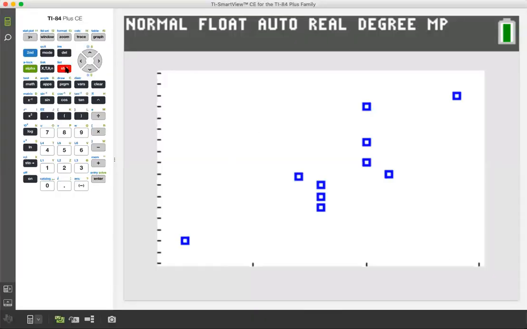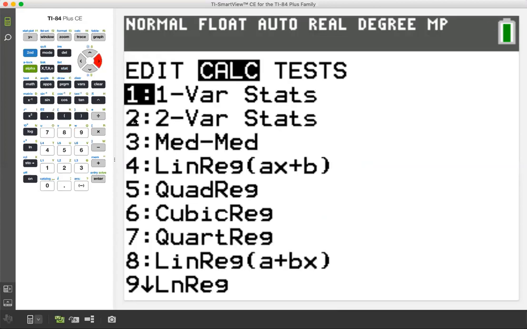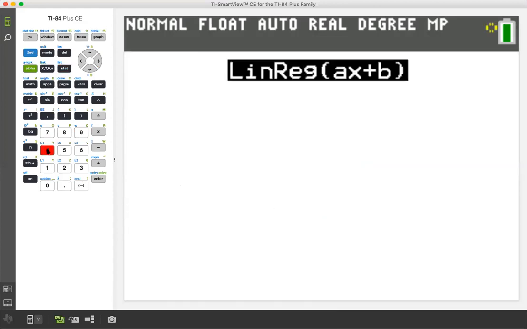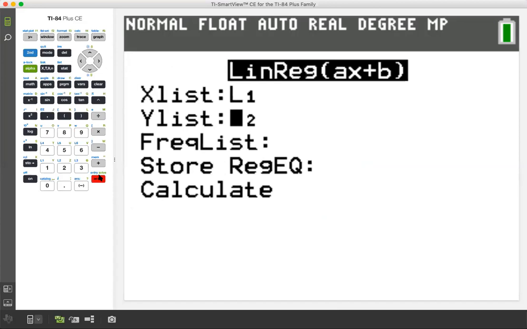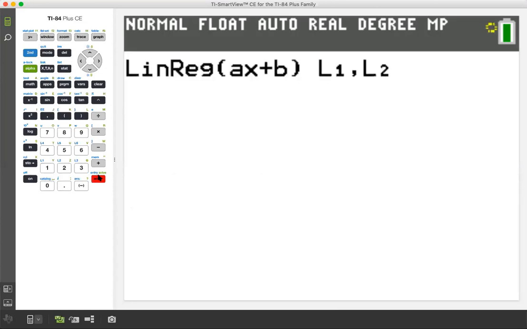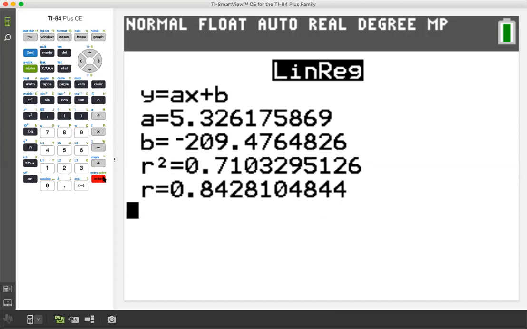So we're going to go to stat, move over to calculate, always number 4, linear regression in the form mx plus b, or there's an a there, that direct variation, that a value. Still a slope. And it says to round to 2 decimal places, so make sure you're rounding correctly. Write your equation, 5.33, make sure you round, and then we have our x, minus 209.48. Again, make sure you round.